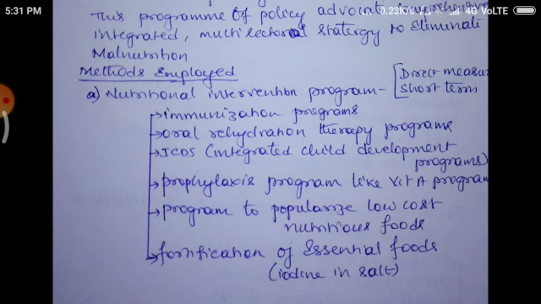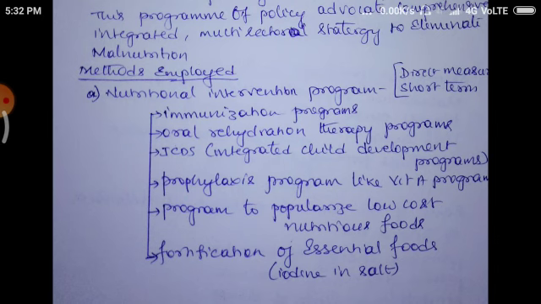Under this policy, there are two programs. One is nutritional intervention program, and another is indirect policy instruments. So the first one, nutritional intervention program, it's a direct measure. It's a short-term measure. You can see in the bracket. Under this program, the affected or affecting people are directly given assistance to overcome the malnutrition.